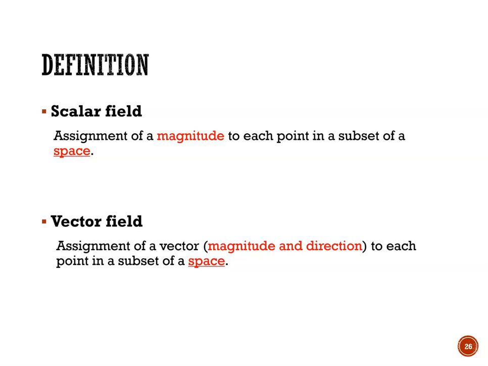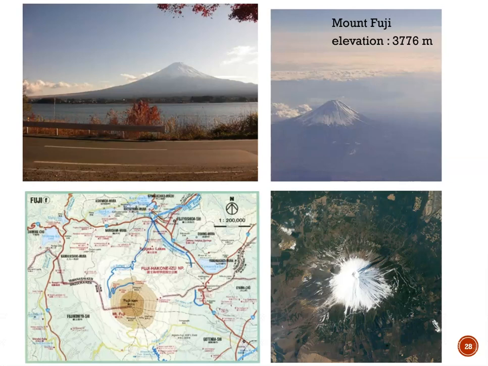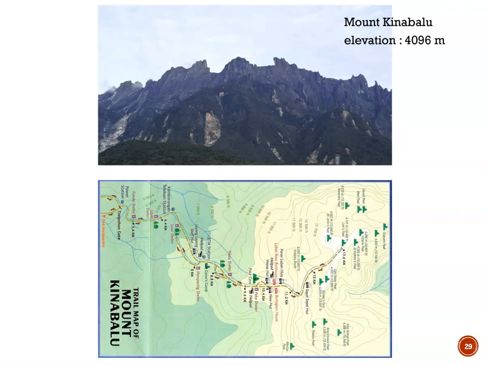So, scalar field is an assignment of a magnitude to each point in a subset of a space, while vector field is an assignment of a vector, which includes both magnitude and direction, to each point in a subset of a space. One of the examples of scalar field is Mount Fuji. Mount Fuji has an elevation of 3,776 meters, which is its magnitude. It doesn't have a direction. Also, Mount Kinabalu has an elevation, or a magnitude, of 4,096 meters.